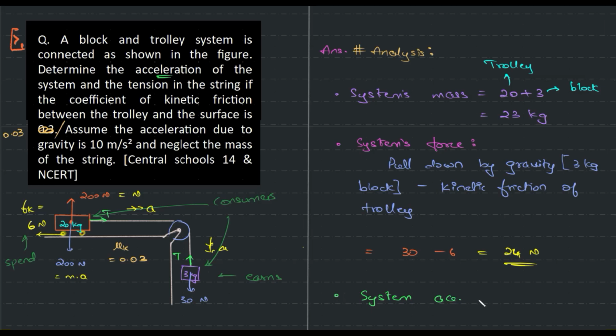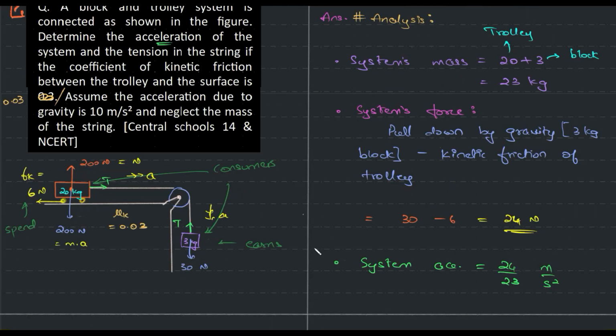The system's acceleration will be 23 by 24 meter per second square. Okay, I wrote the wrong way round values. So 24 by 23. This is the force and this is the mass. I made up this question, so I have to go through this. Okay, we have 24 by 23. Now we know the acceleration.